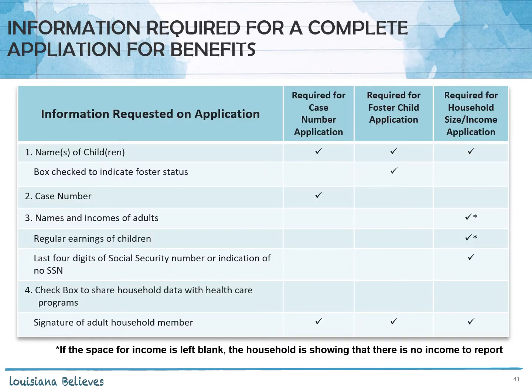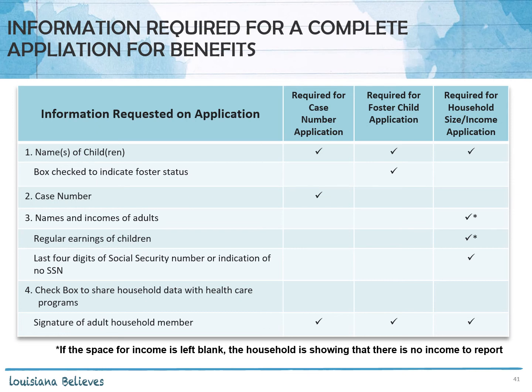Here's an overview of the information required for a complete application for benefits for applications with case numbers, foster child applications, and household income applications. As you can see, an application with a case number is required to have the name of the child or children, the case number, and the signature of an adult in the household. Foster child applications require the name of the child or children, a box check to indicate foster status, and the signature of an adult household member.